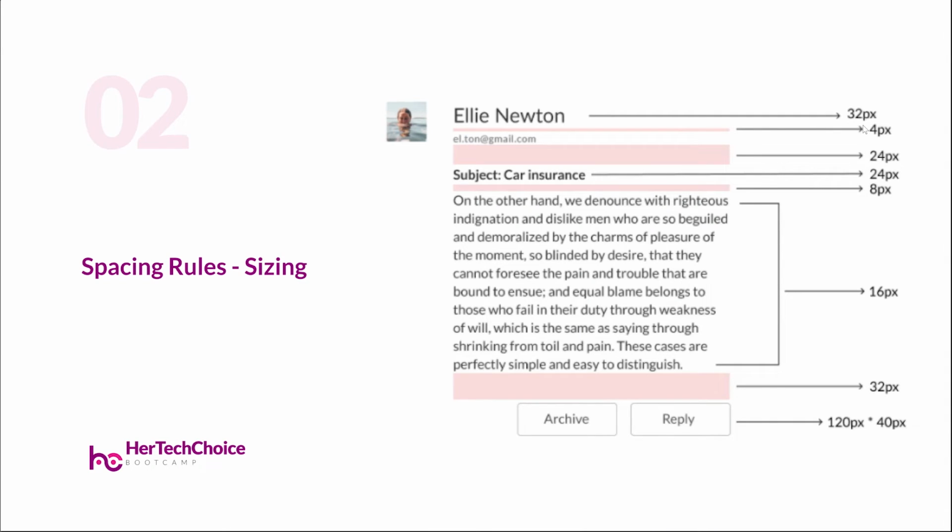And this is a basic example of the 8-point grid, where the distance between two elements or two texts is in the multiple of 8 or a fraction of 8. For example, the 4 pixels between Ellie Newton and elton@gmail.com, which is the email of the user.